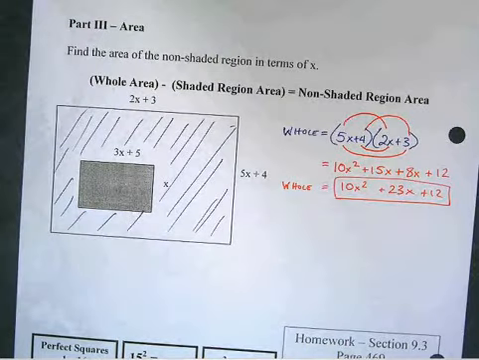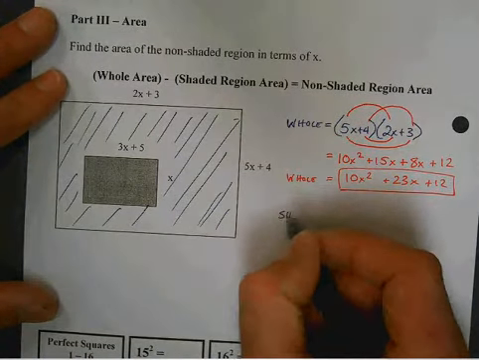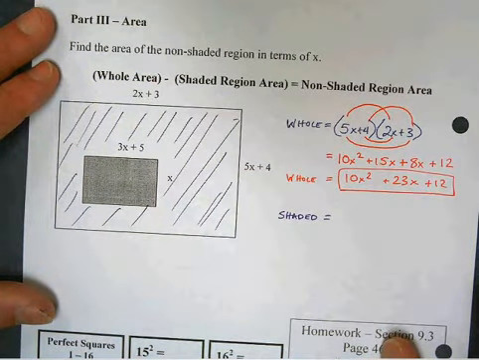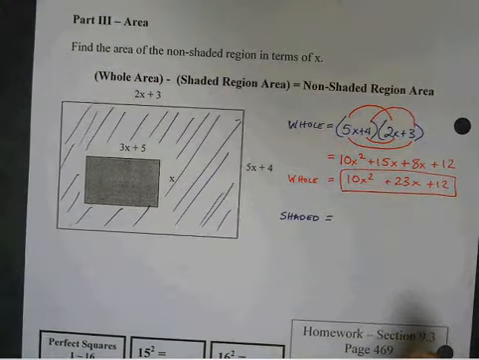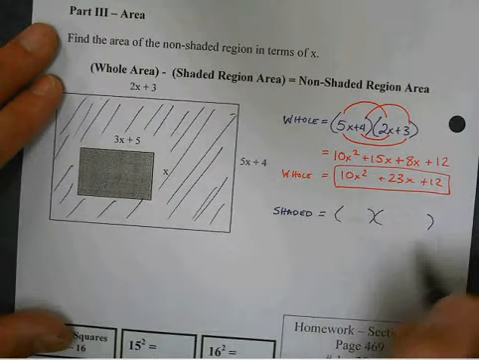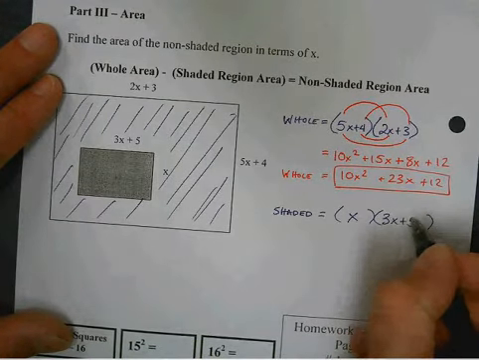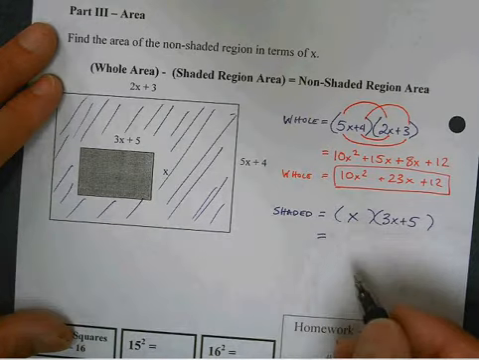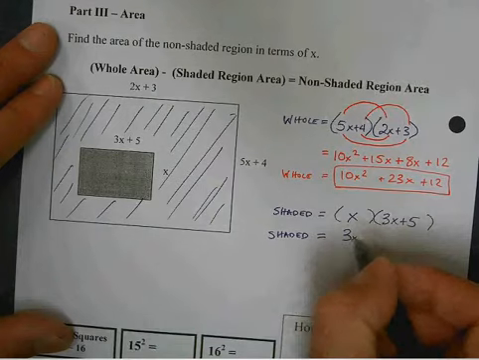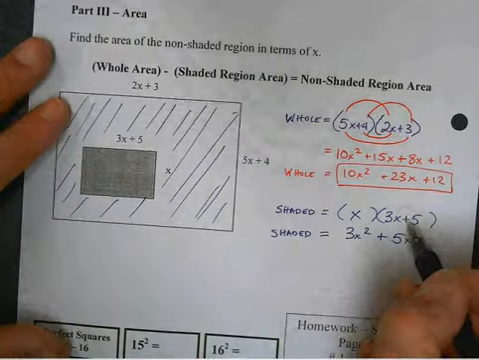So I'm halfway there. Now, we have to find the area of the shaded. Someone tell me, what do I multiply to get the area of the shaded? I can't hear you. Okay, so what's the length and what's the width? x times 3x plus 5. Mr. Dutton, could you multiply that for me? That's 3x squared plus 5x. All right, now, so there's my shaded.